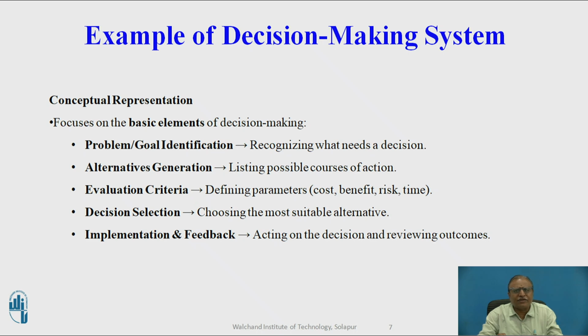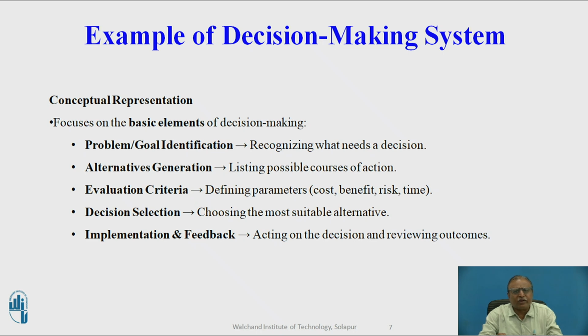Example of decision making system. First is conceptual representation. Here it focuses on basic elements of decision making. So decision making is the most important part of this conceptual representation. Here the first step is problem or goal identification. First we have to identify the need of the problem, or recognize what needs a decision. The second step is alternative generation. Here we list possible courses of action, and we can check different options and techniques.